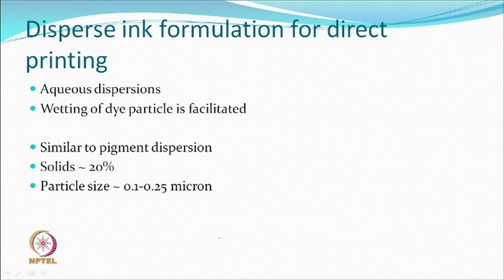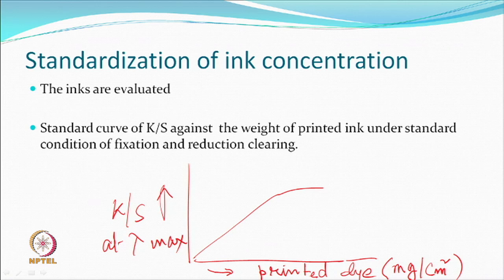Particle size obviously has to be very small. So, there is a 0.1 to 0.25 micron type of particle size, which is definitely much less than the size of a fiber or a fiber diameter. Viscosity is in the range of 20 to 50 millipascal second for the ink. On standardization, whether it is 20%, 22%, 25%, 15%, 30%, whatever, people would also like to know that the same shade will come.